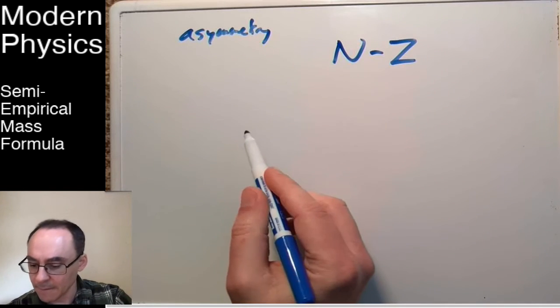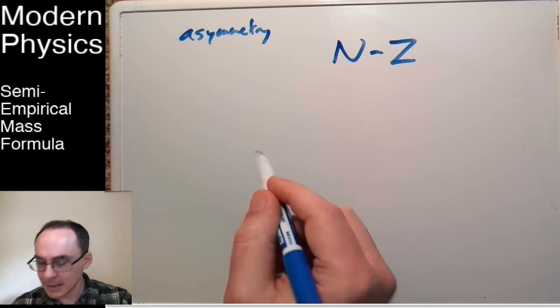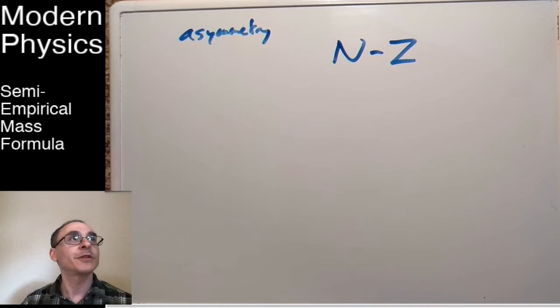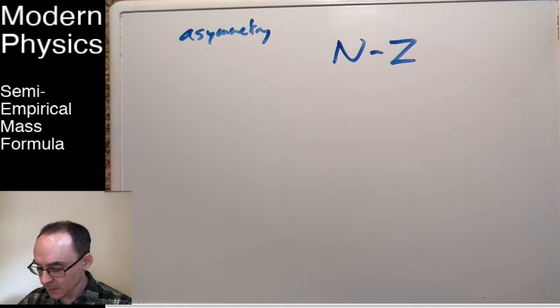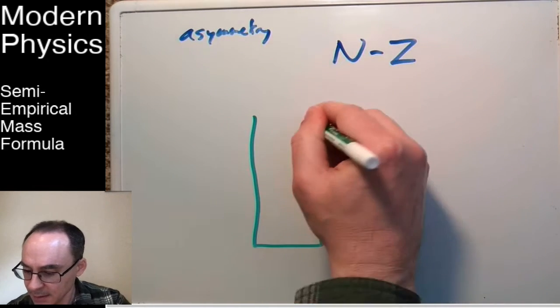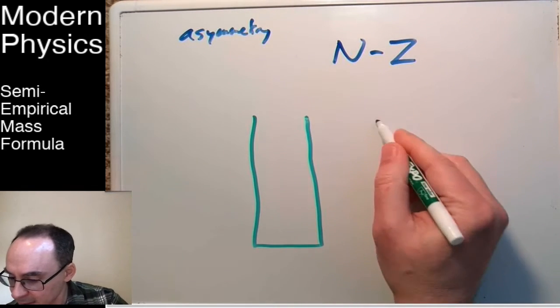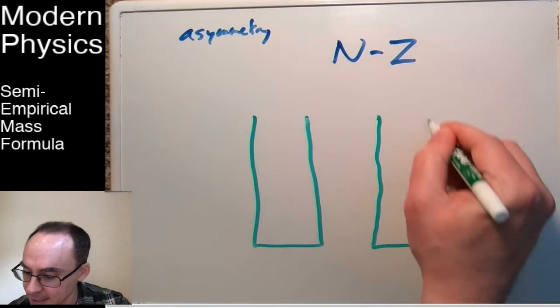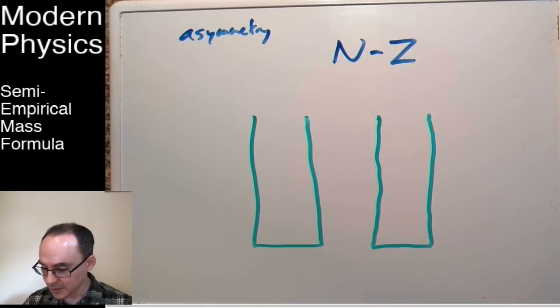And why is there an asymmetry term? It's because we're, again, going to use this particle in a box model. We're thinking of the nucleus as a box which contains protons, and I'm going to draw it separately, but it's the same box that contains neutrons. I'm just drawing separate diagrams.